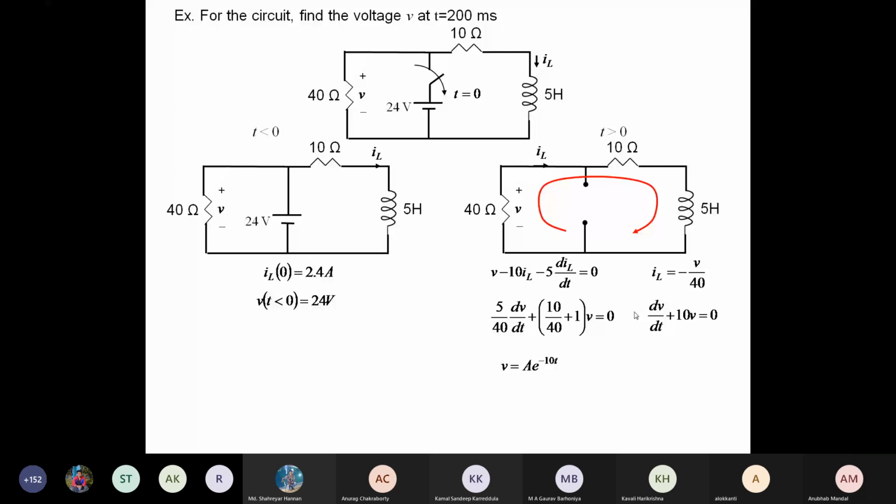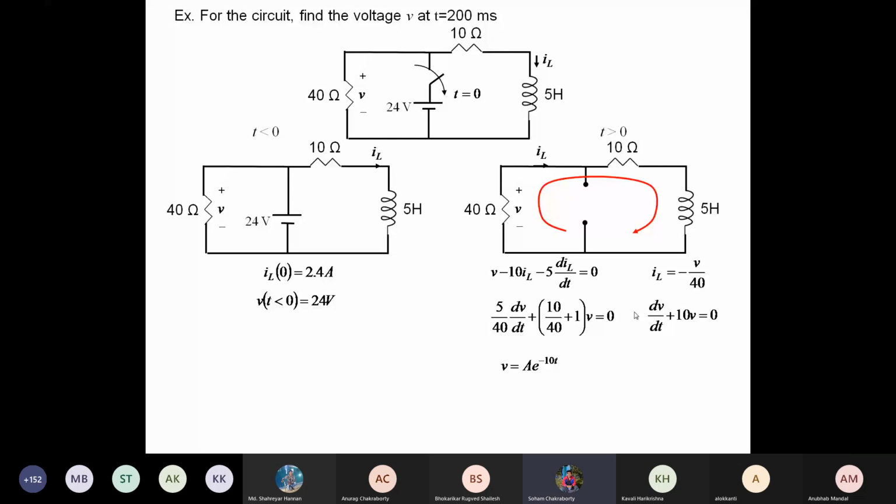dV/dt plus 10 V equal to 0 will have a solution of the form V equals A e to the power minus 10t. We have already done this. Sir, can't we directly use the current equation, I equals I naught e to the power minus Rt by L? Yes, you can also find it by that method.